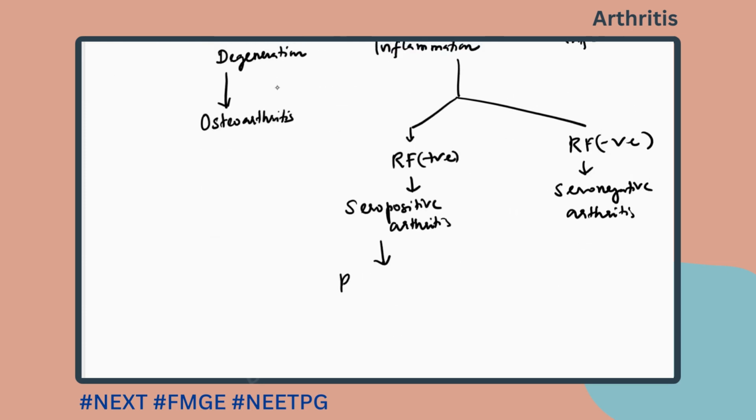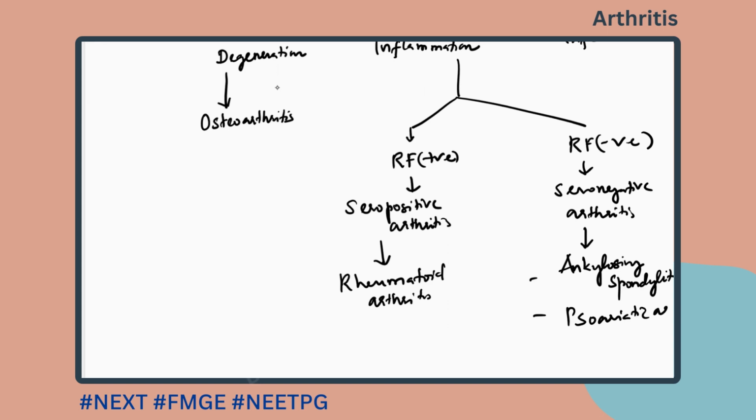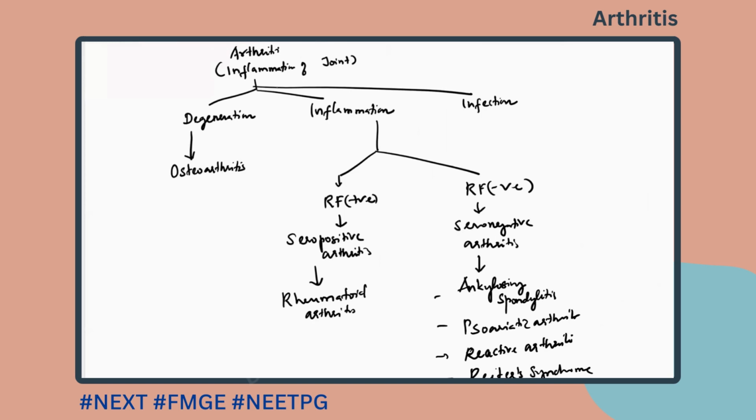Example for seropositive arthritis is rheumatoid arthritis. And examples for seronegative arthritis are ankylosing spondylitis, psoriatic arthritis, reactive arthritis, Reiter's syndrome, enteropathic arthritis. So there are a lot of examples for that.